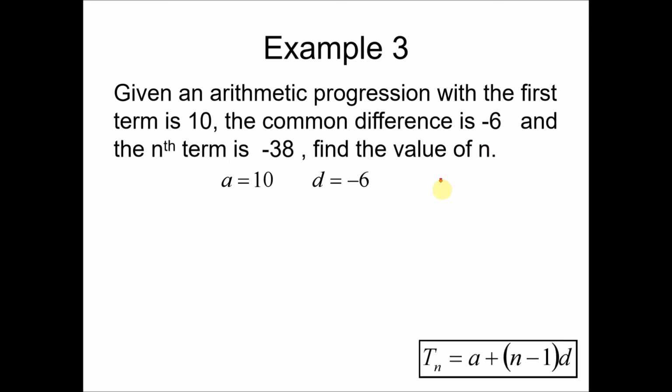Now we need to find the value of n instead. Of course we use the formula here. Tn is the nth term, so Tn is -38. a will be 10, n is the value that we are looking for, and d will be -6. We fill in the values here, and you get this.